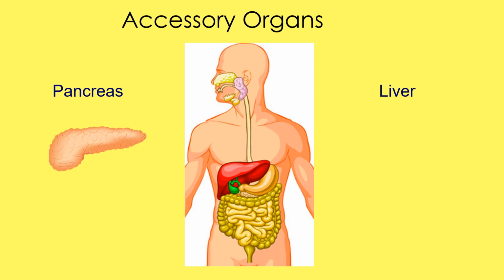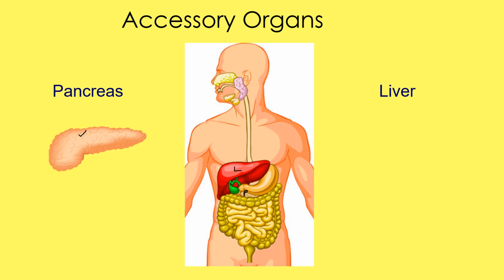Accessory organs, pancreas and liver. First, let me look at them. Here are the liver and this is the pancreas, and they are small in this, so I kept the picture. So first, location. This pancreas is located in the abdomen, and where is it located? Behind the stomach, and it is surrounded by the spleen, liver and small intestine.